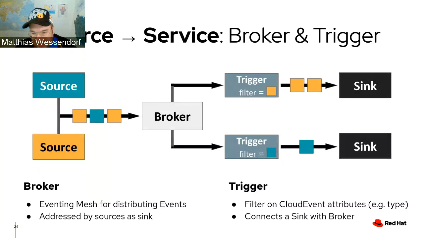So I was using the type filter here. So I said the type is a yellow event and the type is a green event. So I have some kind of content-based routing for my services here.